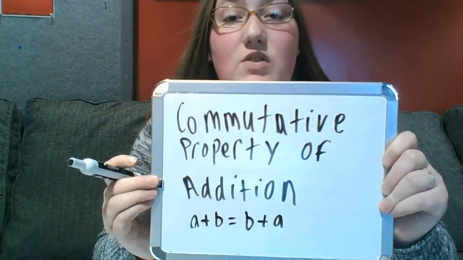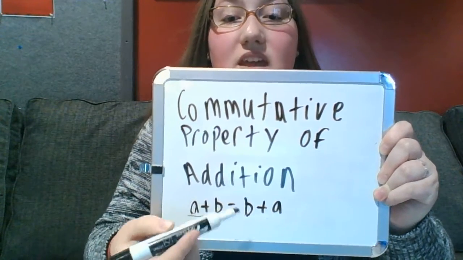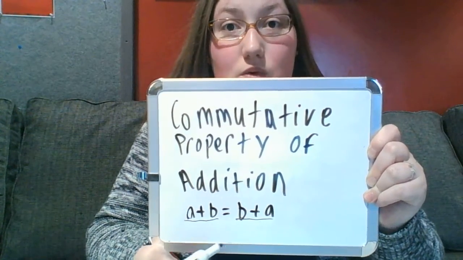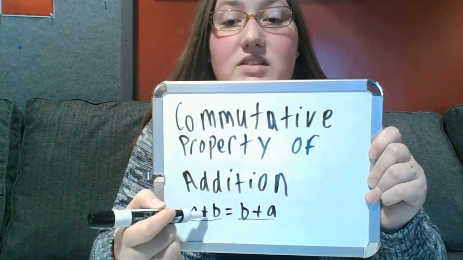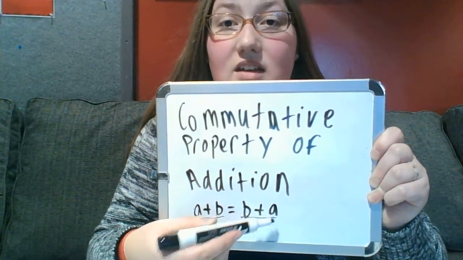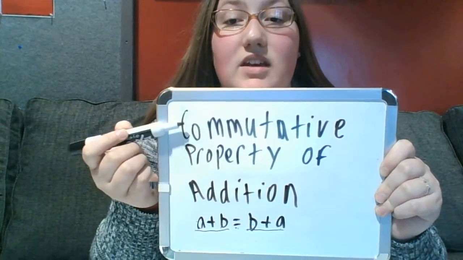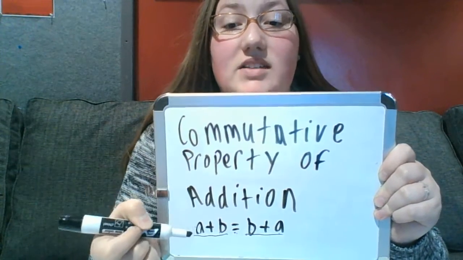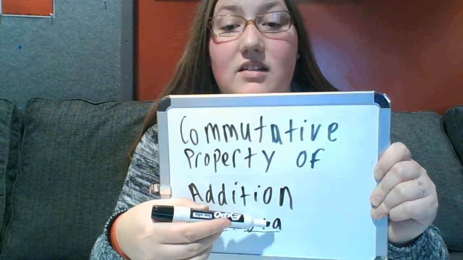In other words, if you have a problem where two integers are being added together, they can be rewritten in reverse, and they will still equal the same thing. So down here, A plus B can also be written as B plus A, and they will equal the exact same thing. So again, the commutative property of addition is A plus B equals B plus A.